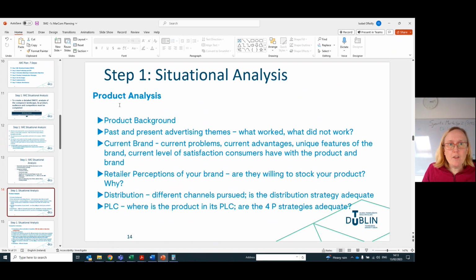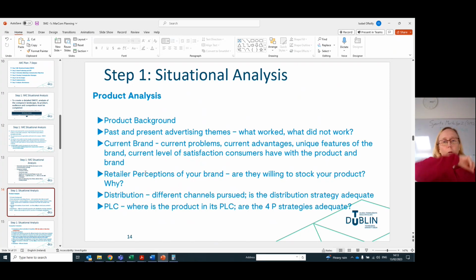So in our product analysis, you're looking at the product background, past and present advertising team themes, what worked, what didn't work, your current brand, current problems, current advantages, unique features of the brand, current level of satisfaction of customers with the product or brand, retailers, their sources of information as well. So what are their perceptions of your brand? Are they willing to stock your product? Are they happy with it? General information that they can give, whatever feedback.